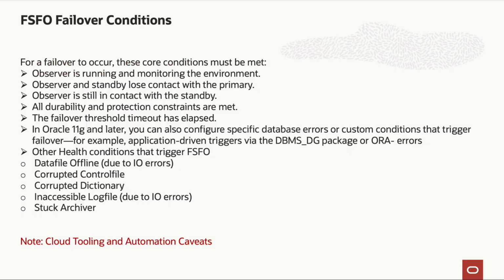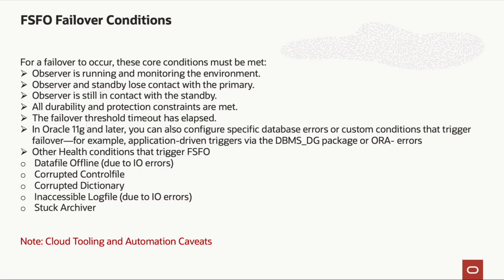For a Fast Start Failover to occur, there are core conditions that must be met. The observer obviously needs to be running and monitoring the environment. The observer and standby will have had to lose contact with the primary. The observer is still in contact with the standby. All durability and protection constraints need to be met, and the failover threshold timeout has also elapsed.